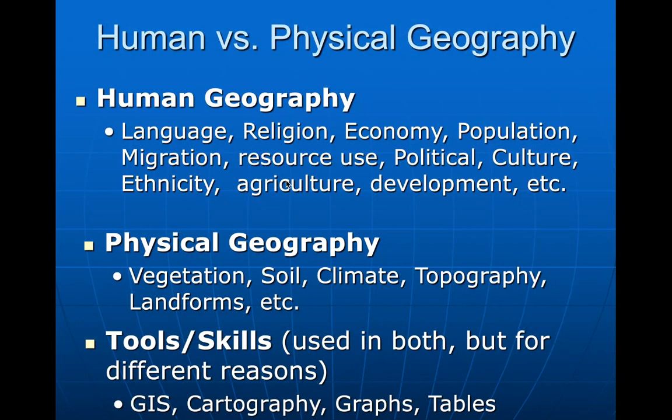Both human and physical geography oftentimes use the same sort of tools or skills, right? But they're used for different reasons. So in physical geography, you use maps to tell you where things are, to talk about certain landforms, and to compare the locations. In human geography, you use maps to obtain information, like all the maps that we just looked at, right? We can figure out where something is, but then how it relates to other areas in the world.